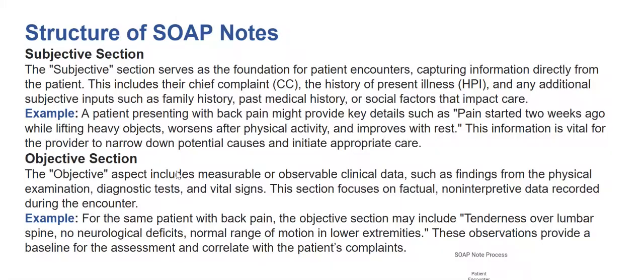Key points. We have the structure of SOAP notes. Subjective section. The subjective section serves as the foundation for patient encounters, capturing information directly from the patient. This includes their chief complaint, CC, the history of present illness, HPI, and any additional subjective inputs such as family history, past medical history, or social factors that impact care.